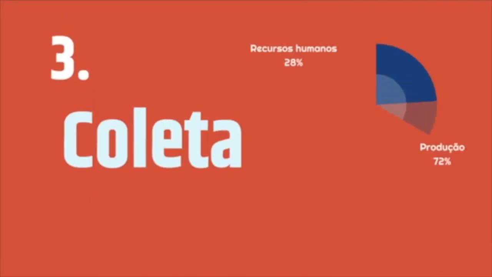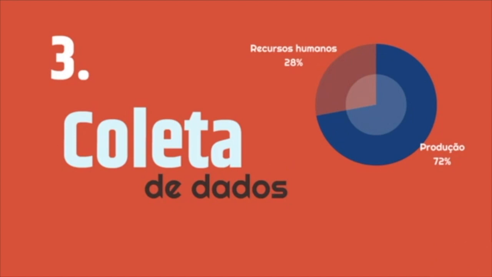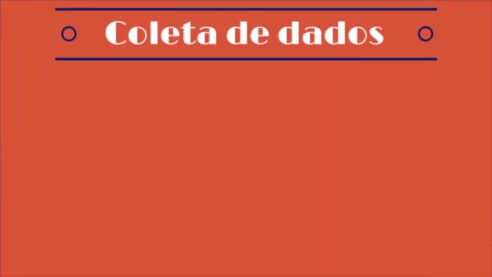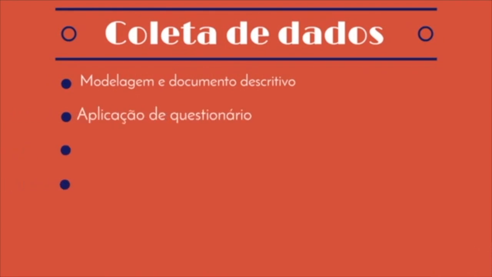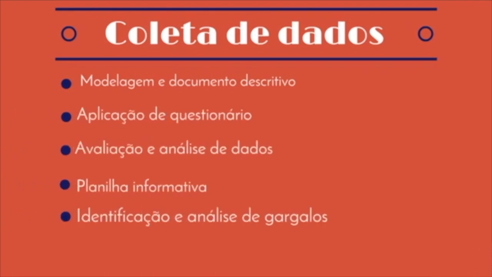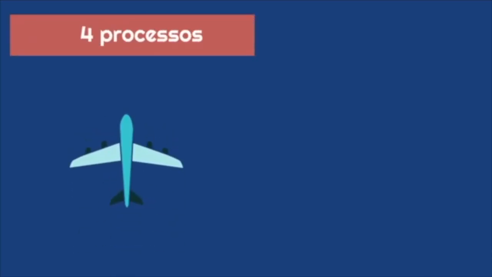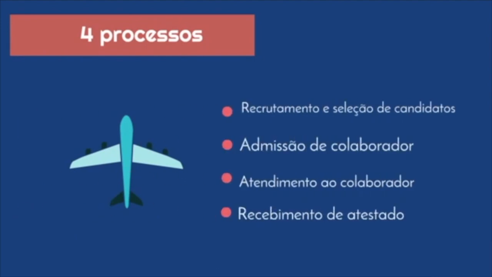The third one is data collection. Data collection involves the modeling and elaboration of descriptive documents, application of a questionnaire, evaluation and analysis of data, information sheet, and identification and analysis of problems. There are 4 critical processes in the human resources area: recruitment and selection of candidates, employee admission, employee attendance, and receiving of medical certificate.